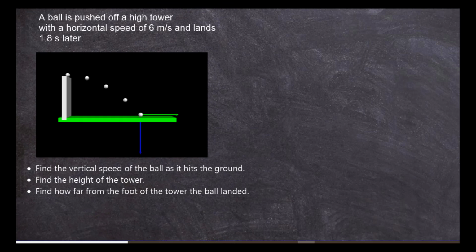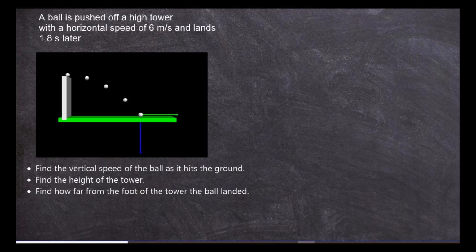Here's a typical horizontal projectile type problem. A ball is pushed off a high tower with a horizontal speed of 6 meters per second, and it lands 1.8 seconds later. You can see a snapshot there just as the ball lands on that green ground. The green arrow represents the horizontal component of the ball's velocity, and the blue downward arrow represents the velocity vector component of the ball's motion downwards.